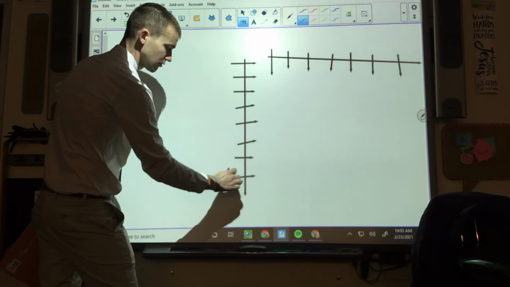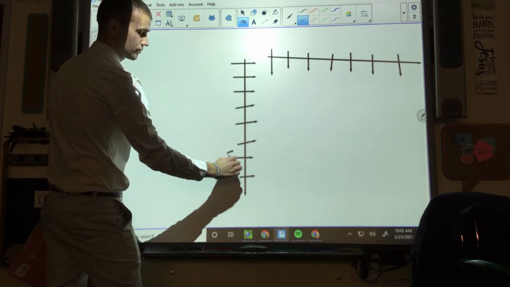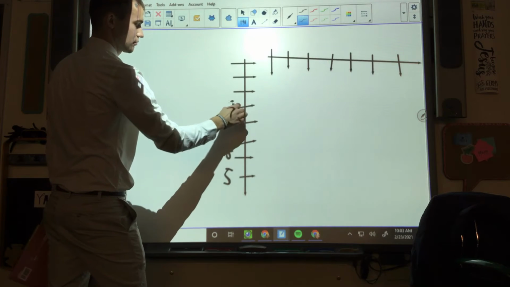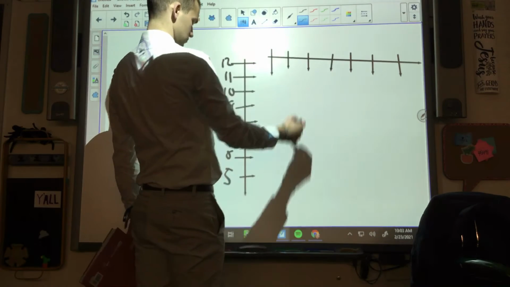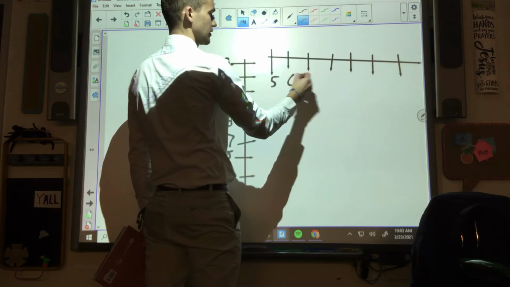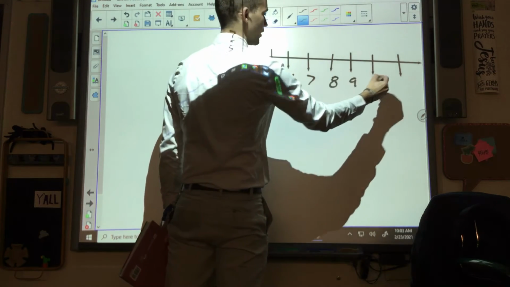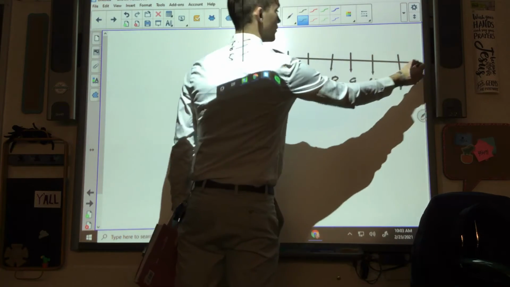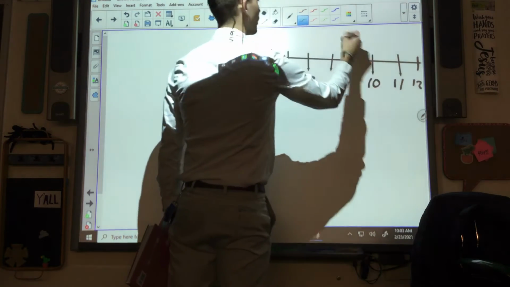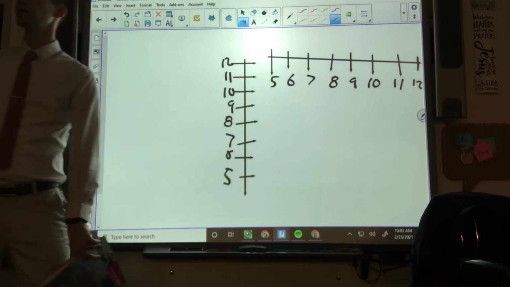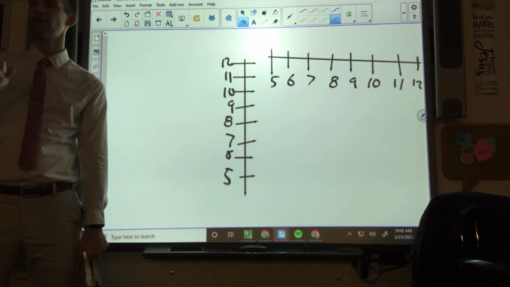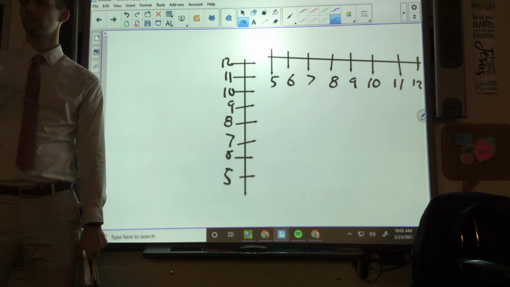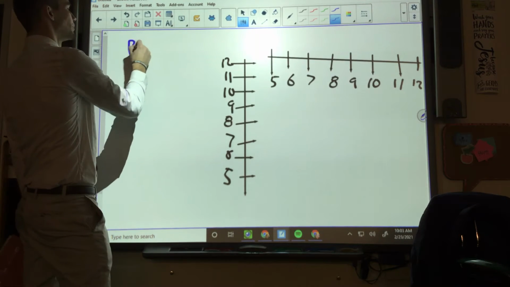5, 6, 7, 8, 9, 10, 11, 12. Okay, y'all are looking at 5, 6, close. 7, 8, 9, 10, 11, 12. So, when it says numbers between 5 and 12, does that include 5 and 12? No. So, between does not include.